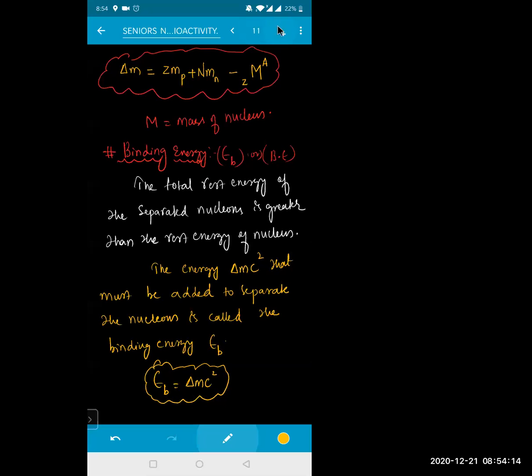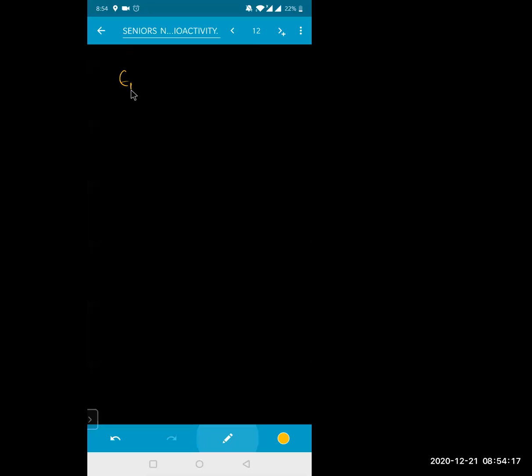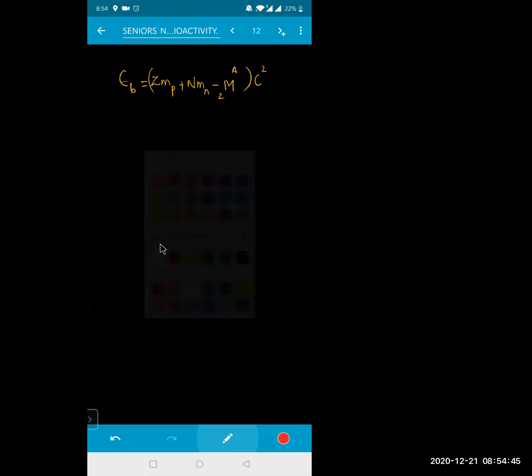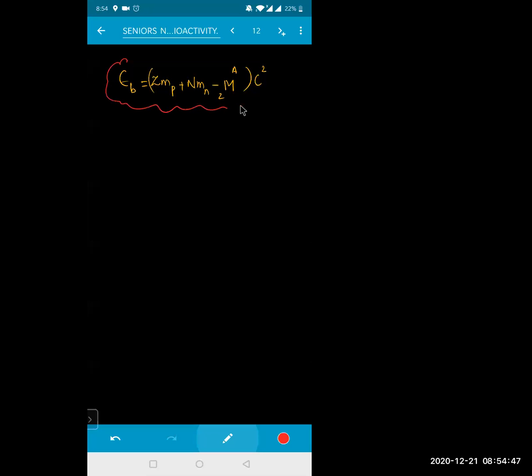That means I can even write this as binding energy EB is also equal to delta m value, so Z into mass of proton plus N into mass of neutron minus mass of nucleus M, into c square. So you can also use the atomic masses in the place of nuclear masses. So this will be the basic formula for me. Binding energy is equal to delta m into c square. Okay.